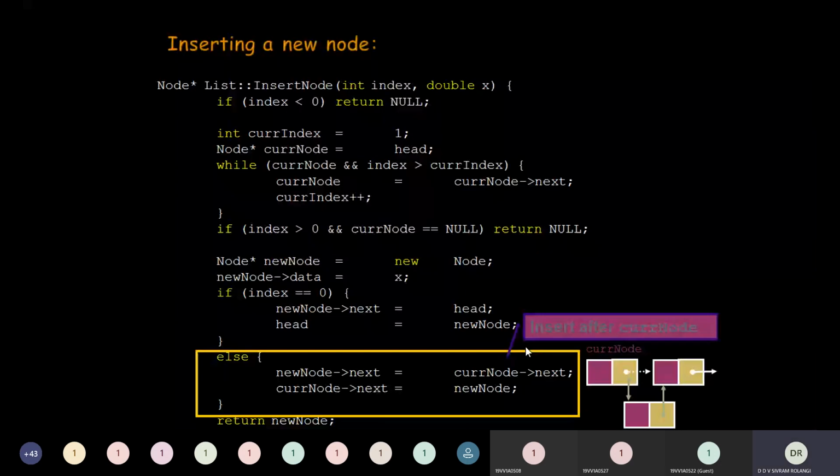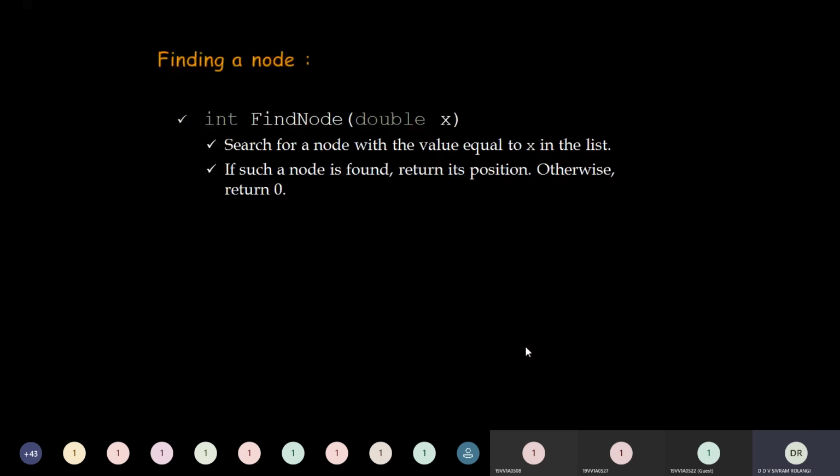So next we'll see the find operation. Int find node: search for a node with the value equal to x in the list. If such a node is found, return its position, otherwise return 0. As you can see here, the return type is int. In the failed case, it will return 0. On the successful case, it will return its position. So suppose the node is found at location 5, then it will return 5.